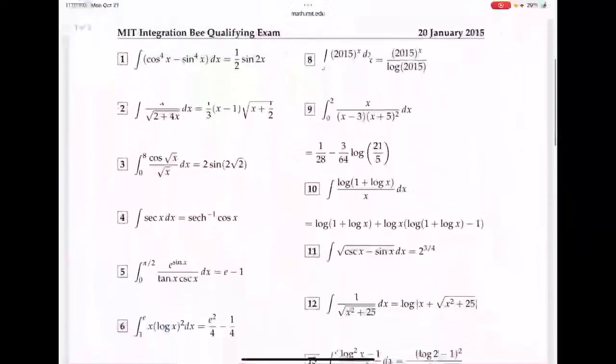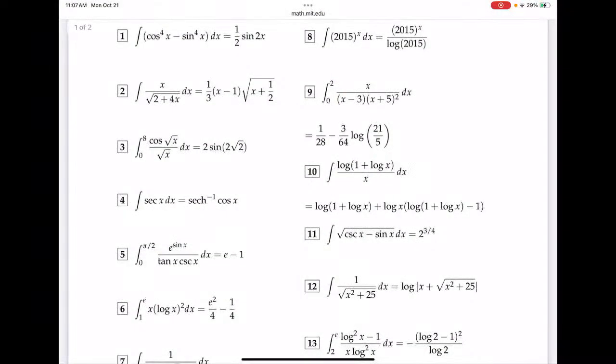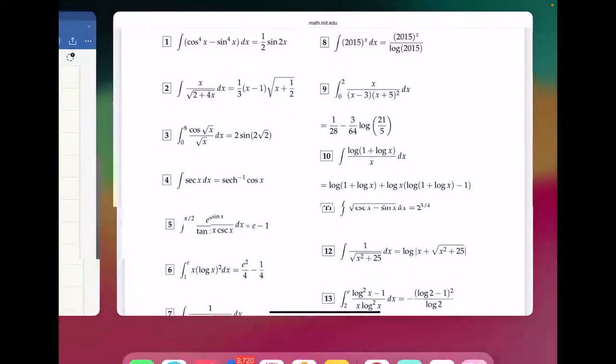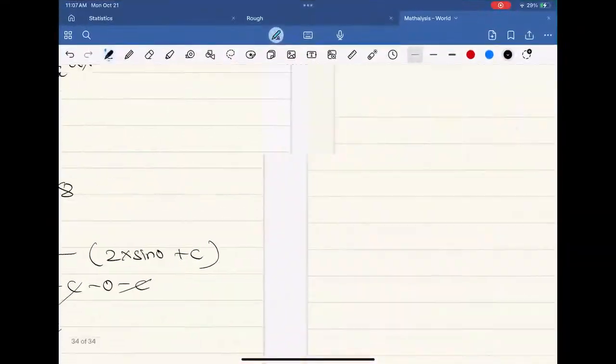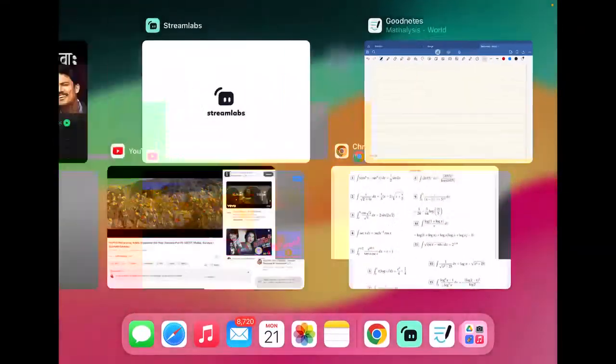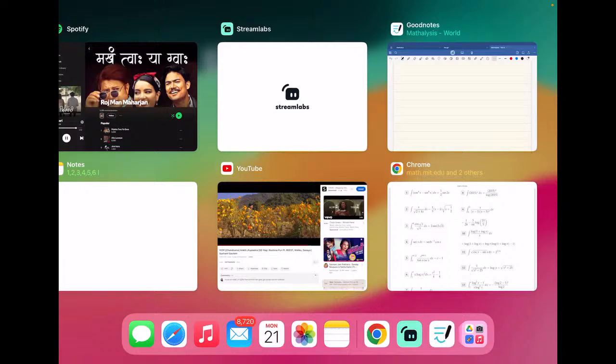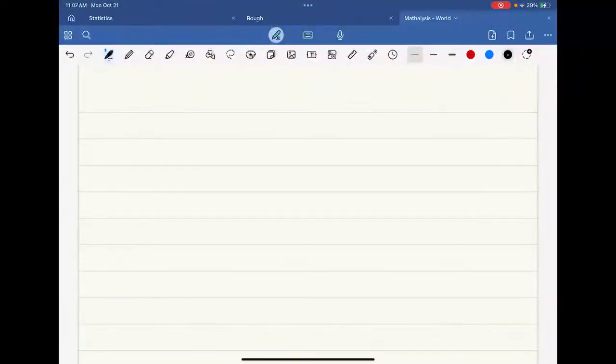Let's go to the next one. Integral of sec x dx, and the answer over here is sech inverse of cos x. Integral of sec x dx. Okay, so what do you think we should do for this problem, guys?